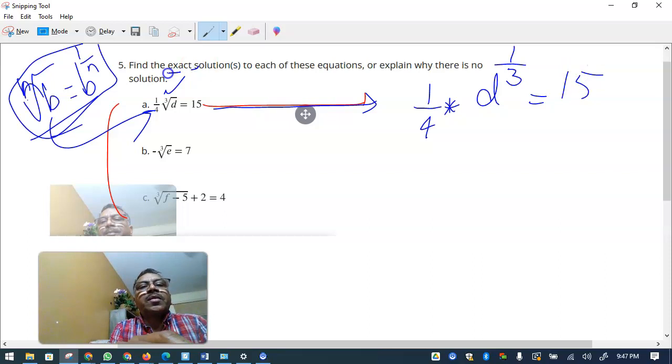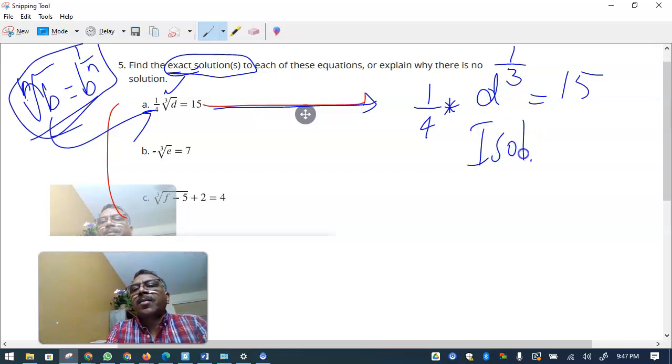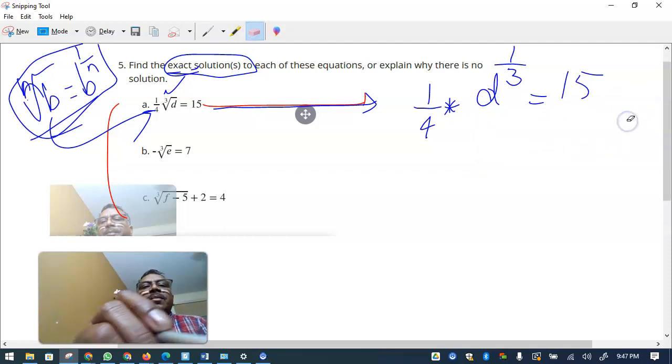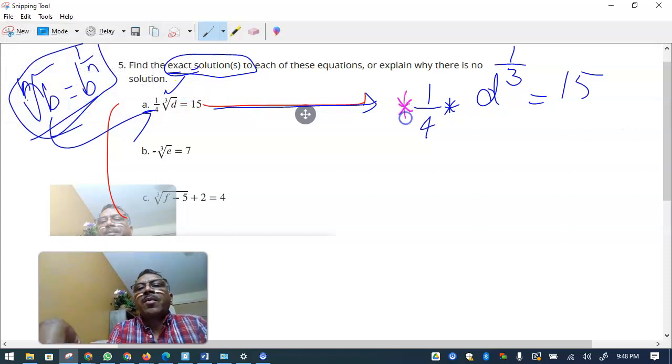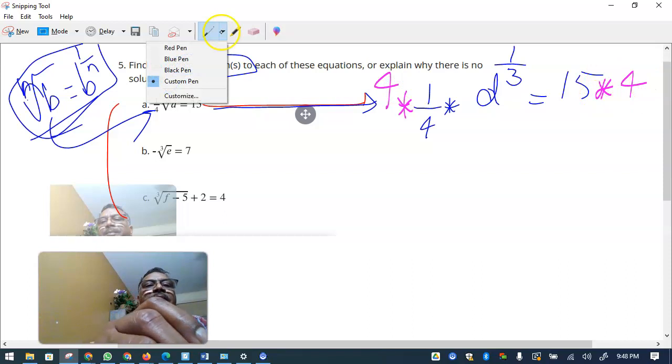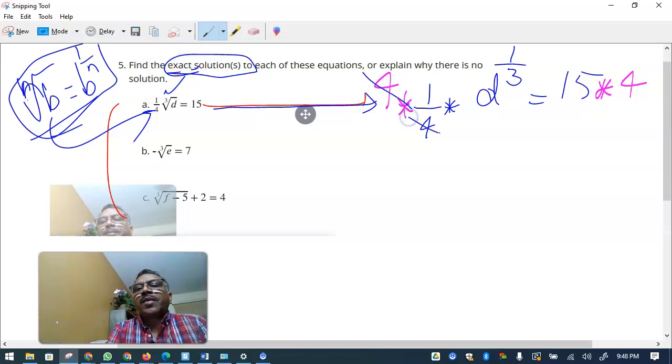The question is, we need the exact solution, right? So now what you do is, you need to isolate d. What does isolate d mean? You want to keep d by itself. So multiply 4 to both sides. On this side, multiply 4 to both sides. And this 4 goes away and you get d raised to 1/3 equals, this is 60.